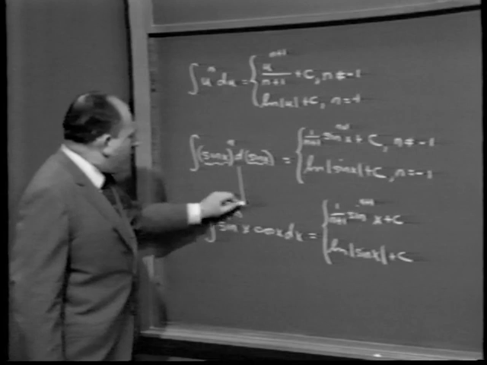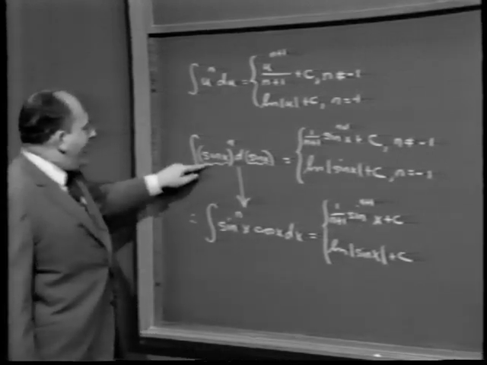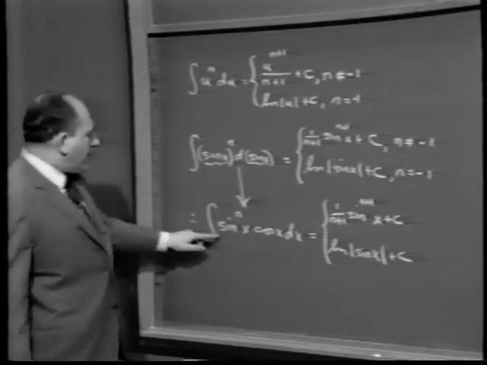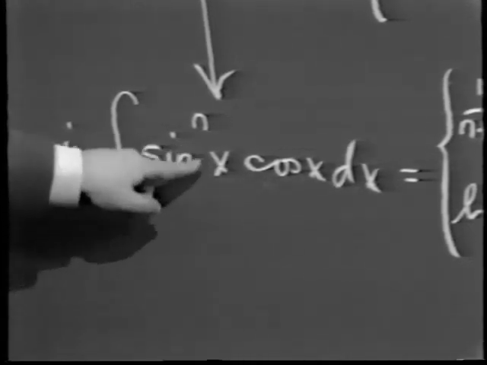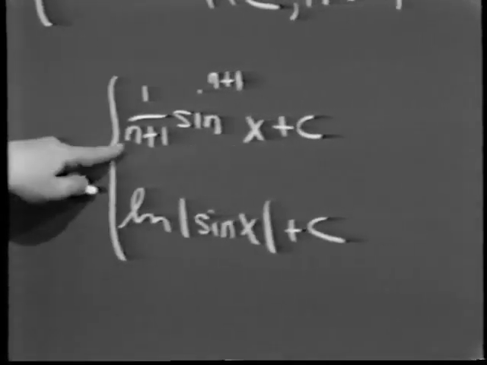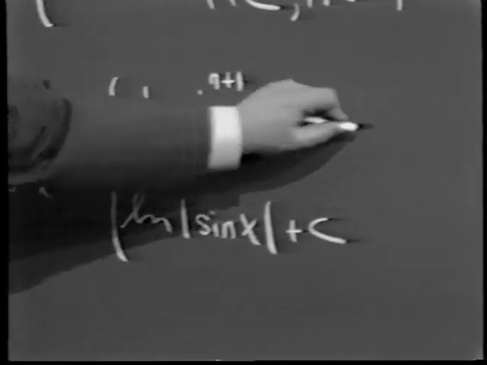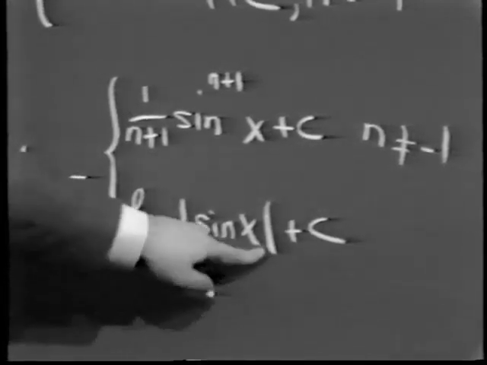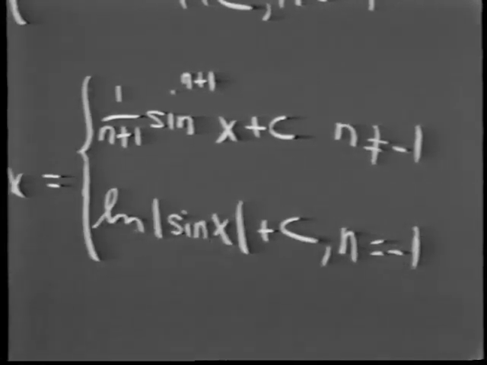By the way, we can write this in a more familiar form. Notice that the differential of sine x is cosine x dx. And consequently, in this form, what our recipe says is that the integral of sine x to the nth power times cosine x dx is given by this. In other words, it's sine to the n plus 1 power x over n plus 1 plus a constant if n is unequal to minus 1, and it's the natural log absolute value of sine x plus c if n is equal to minus 1.